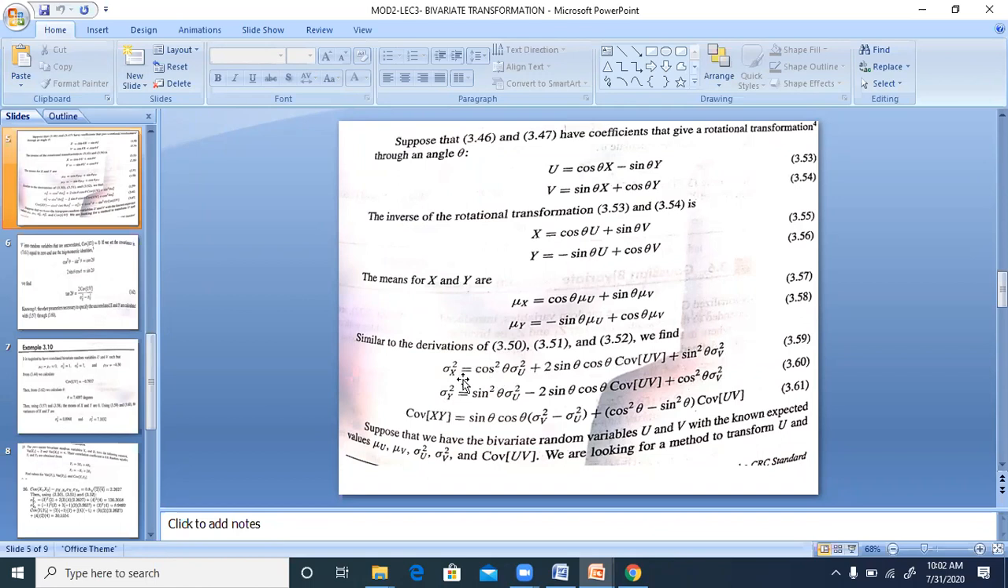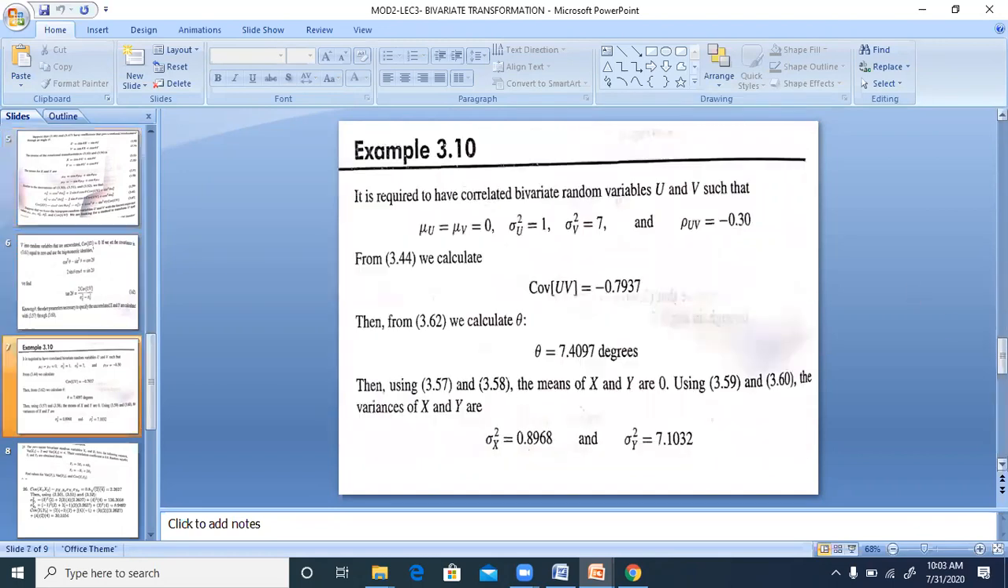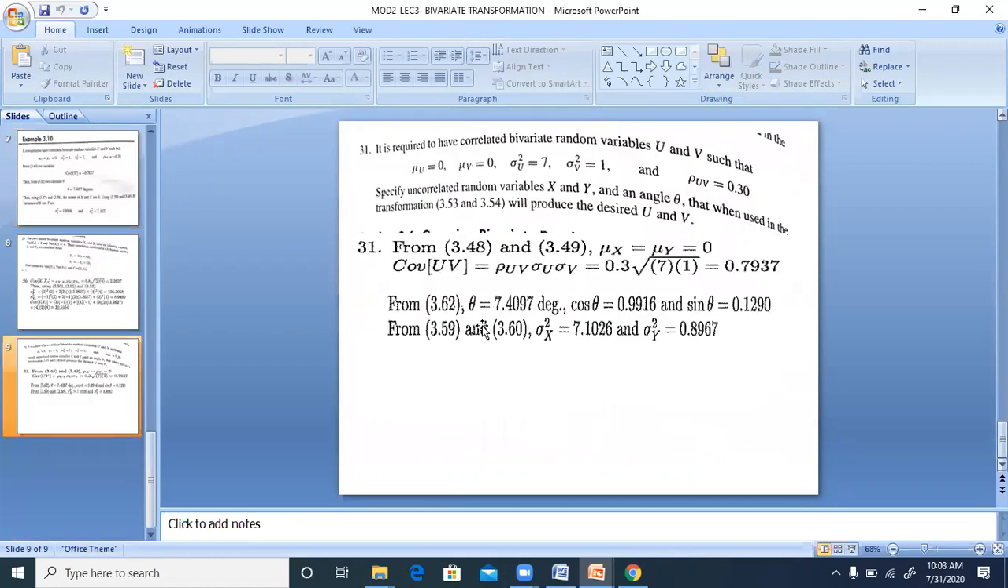Okay, just substitute the values here. Cos square theta we have found, sigma u square is 7. 2 sin theta cos theta again we have found. Covariance of uv is 0.3. Sin square theta we have found, and sigma y square is 1. Substitute all that and we'll get it. Similarly, sigma y square. Okay, these are the formulas. So thus we can find the solution for sigma x square and sigma y square. Okay, so let us go for the next problem.